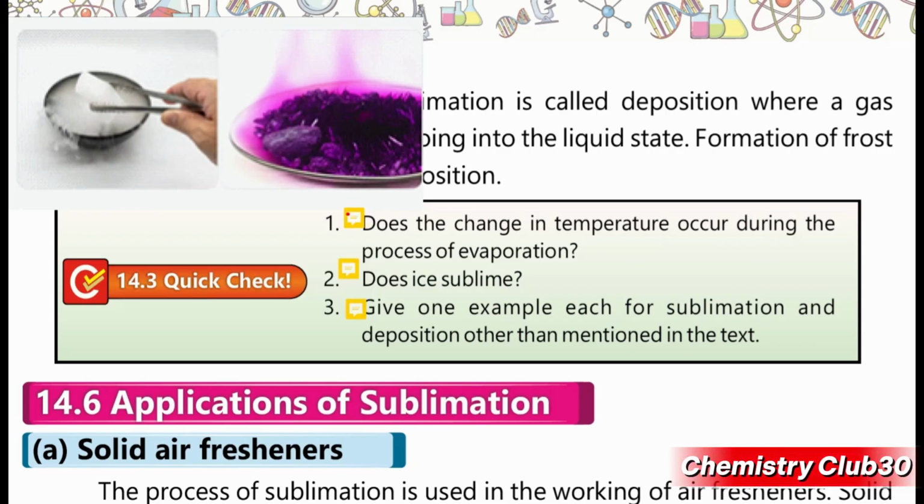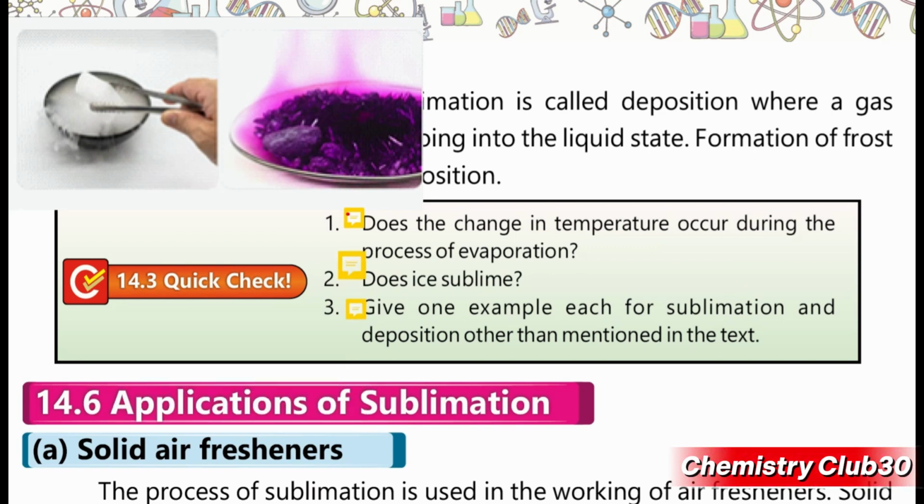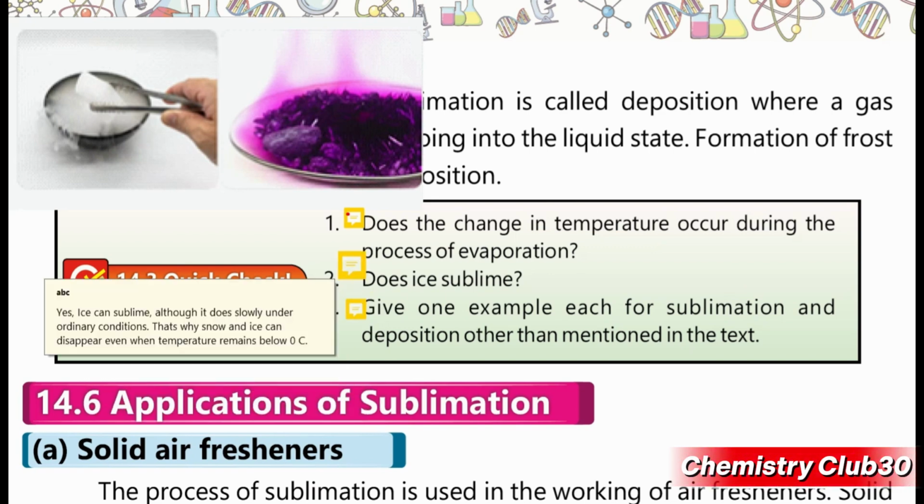Question number 2. Does ice sublime? Yes, ice can sublime, although it occurs slowly in ordinary conditions. That's why snow and ice can disappear even when temperature remains below 0 degrees Celsius.